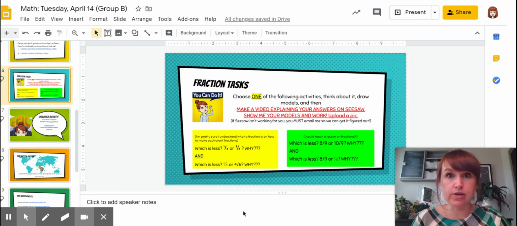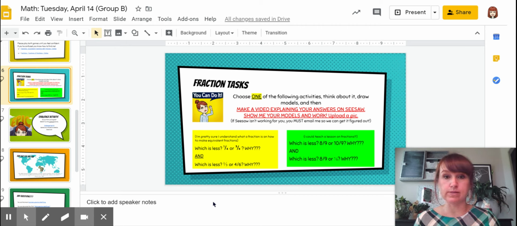And finally, there's a couple of tasks here. What you're going to do is make a Seesaw video, and you're going to need to show me your models. You have two options. You have the yellow option, which is when you're feeling not so hot about it, and you have the green option when you're feeling really good. So the questions are, which one is less? I'm giving you two fractions. Which one's less? A fourth or a third, which one's less?